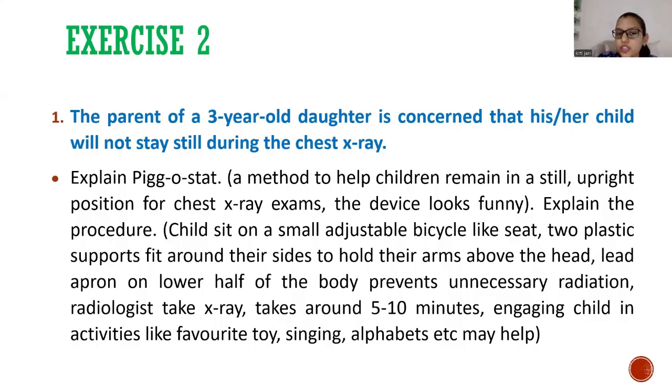Now, let me explain the procedure. First of all, your daughter will sit on a small adjustable bicycle-like seat, so there won't be any problem when it comes to giving a seat to the child. Secondly, two plastic shields from both sides will support your daughter's upper body. It will fit around her sides to hold her arms above the head. Thirdly, we will apply a lead apron on the lower half of the body so that unnecessary radiation can be prevented. Then, finally, the radiologist will take the X-ray.